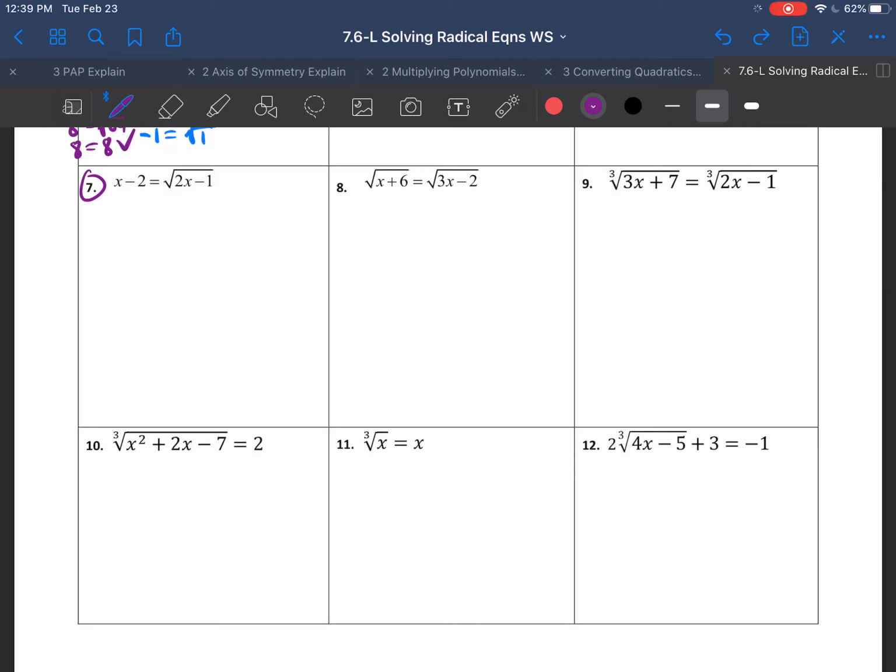Here we have cube root equal to cube root. Basically you can ignore the cube root or cube both sides.